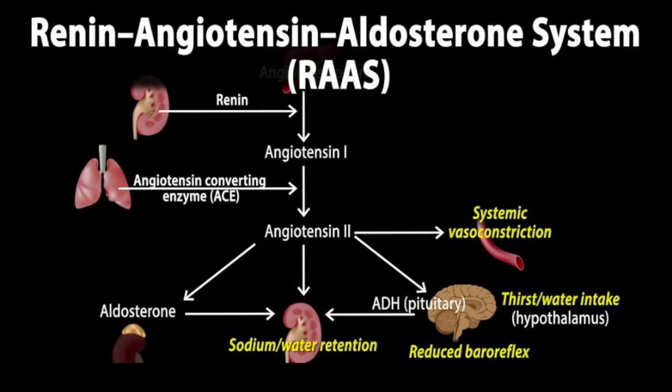Most importantly, angiotensin 2 stimulates the release of aldosterone, which increases blood volume, water retention, and sodium retention in the kidneys. This results in the increase of blood pressure.